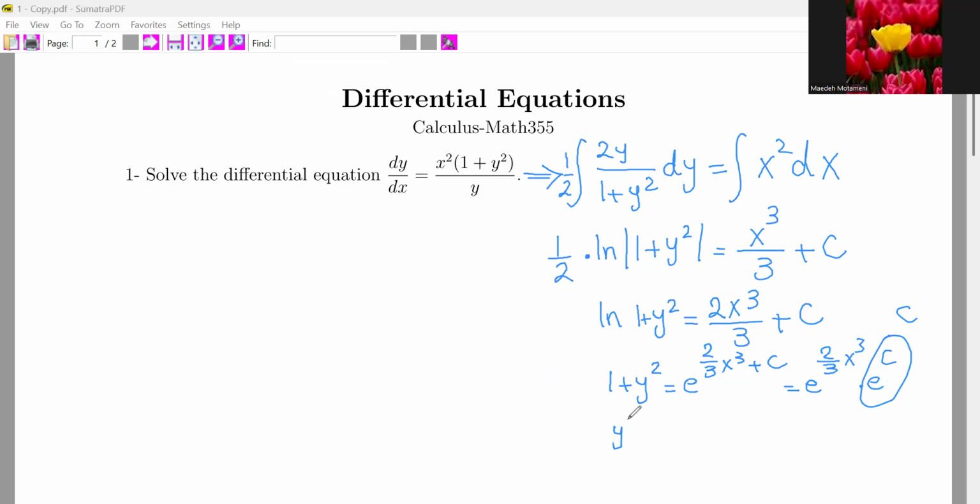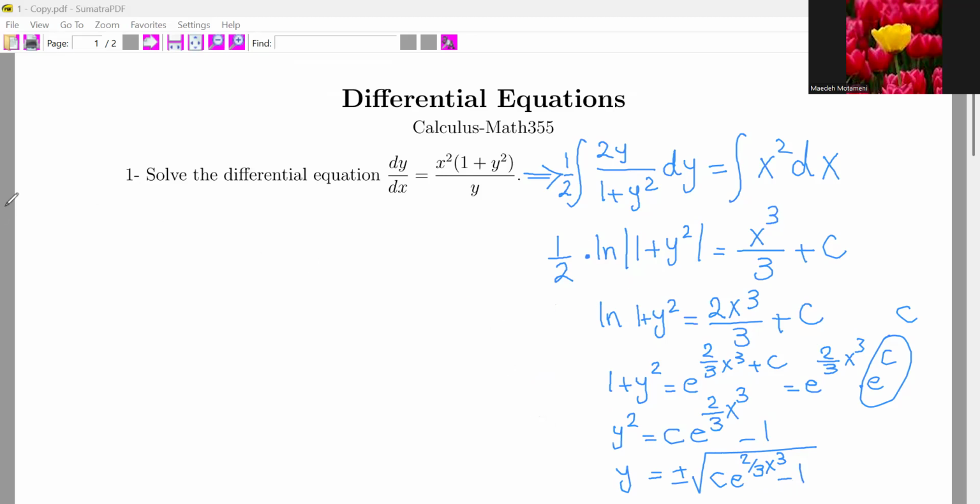From here, y squared is going to be C times e to 2 over 3 x cubed minus 1. And y would be plus or minus the square root of C e to 2 over 3 x cubed minus 1.